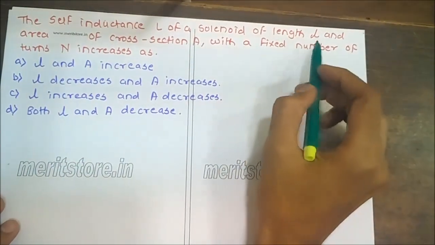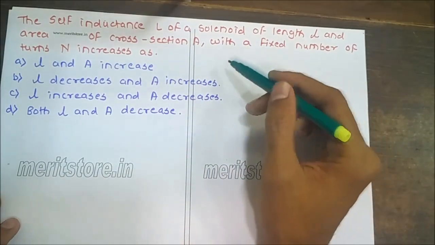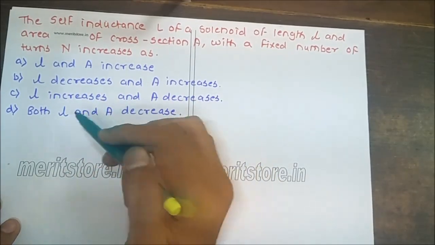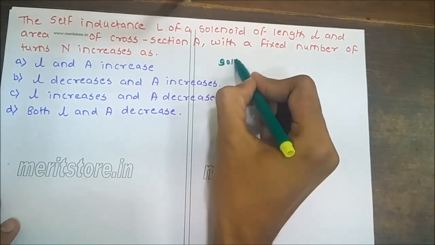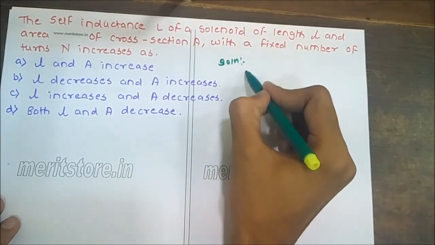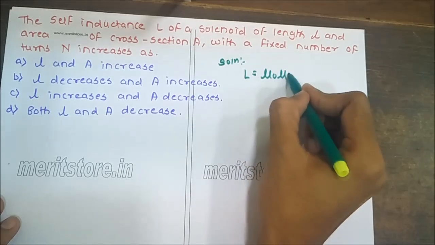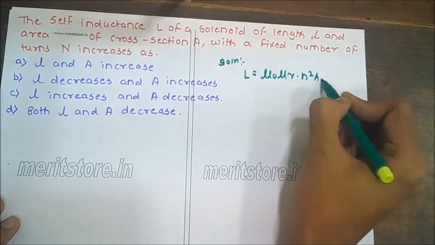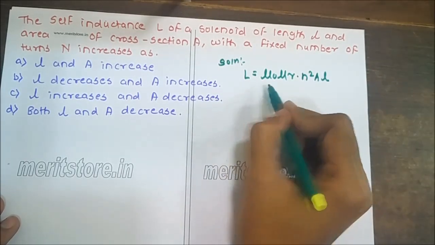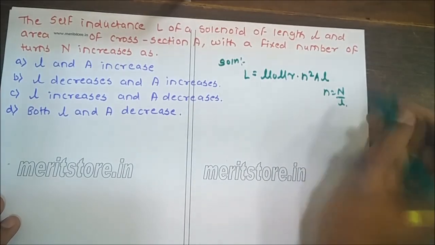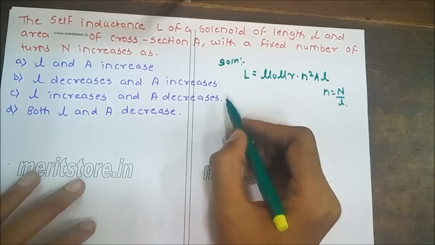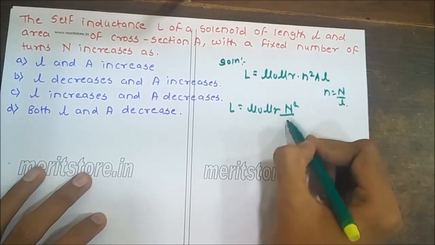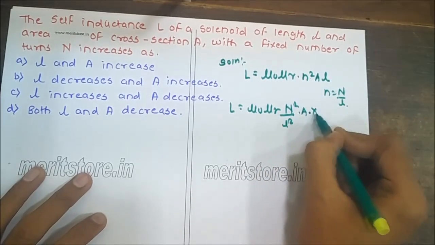Self-inductance L of a solenoid of length l and area of cross-section A with a fixed number of turns N: does it increase as l and A increase, decrease as l decreases and A increases, increase as l increases and A decreases, or decrease as both l and A decrease? The self-inductance of a solenoid is L equals mu naught mu r n square A l, where small n is capital N upon l, the number of turns per length. Substituting this value, we have mu naught mu r N square upon l square into A multiplied by l.